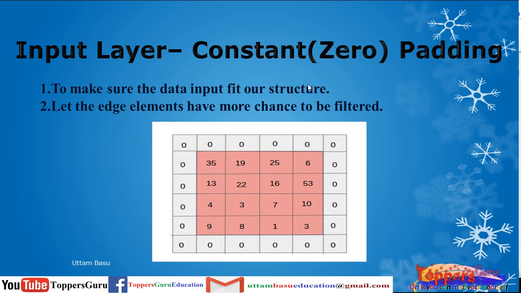Input layer. At first, when we take the input data, we add 0s around the overall size for padding. This process is called padding, putting in the 0s. These values, 35, 19, are the image values of the corresponding pixels, and on all sides we add 0s. This process is called zero padding.